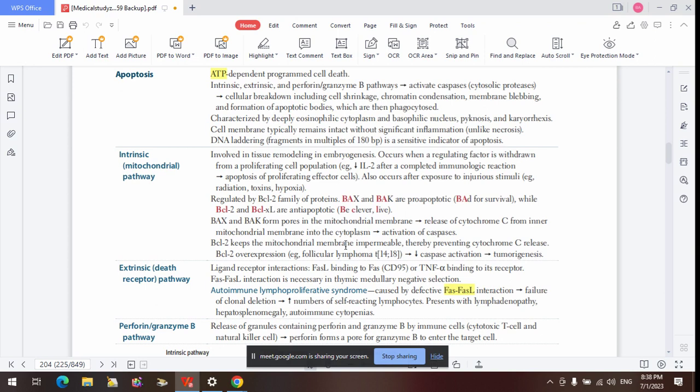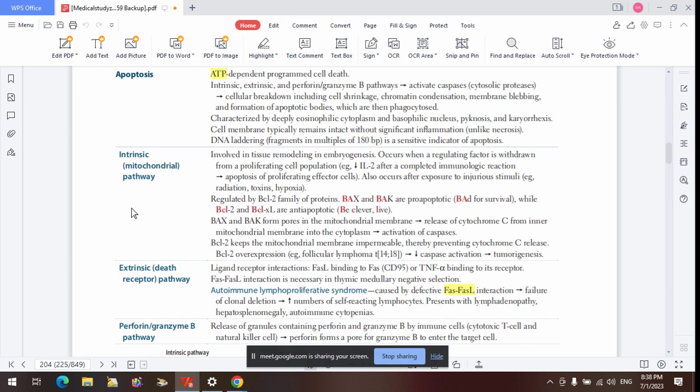So we said it requires three pathways: the intrinsic, the extrinsic, and the perforin and granzyme B pathway. And all of them actually culminate in activation of the caspase enzymes. Those are cytosolic proteins that degrade protein. So from the name, cytosolic proteins degrade the proteins within the cell. So what are those pathways? The intrinsic pathway, extrinsic, perforin.